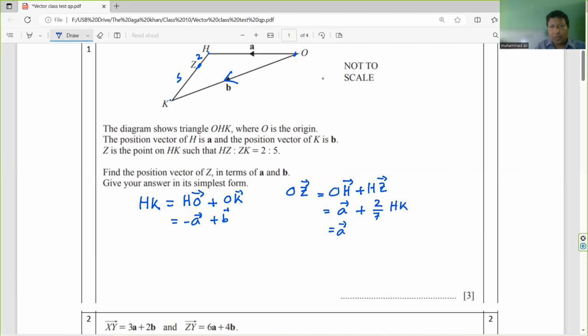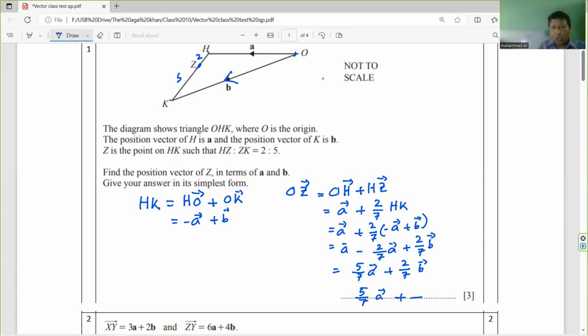So here A vector plus 2/7 HK, and HK equals minus A plus B vector. So A vector minus 2/7 A vector plus 2/7 B vector. If we subtract, we'll get 5/7 A vector plus 2/7 B vector. So our final answer is 5/7 A vector plus 2/7 B vector. So our number 1 maths is completed.